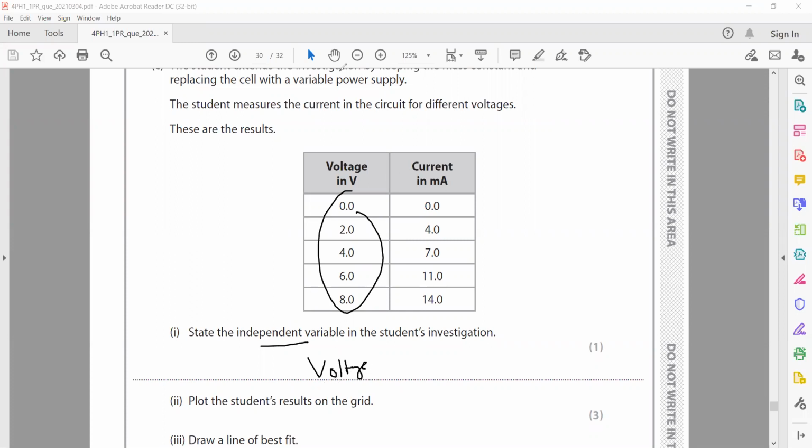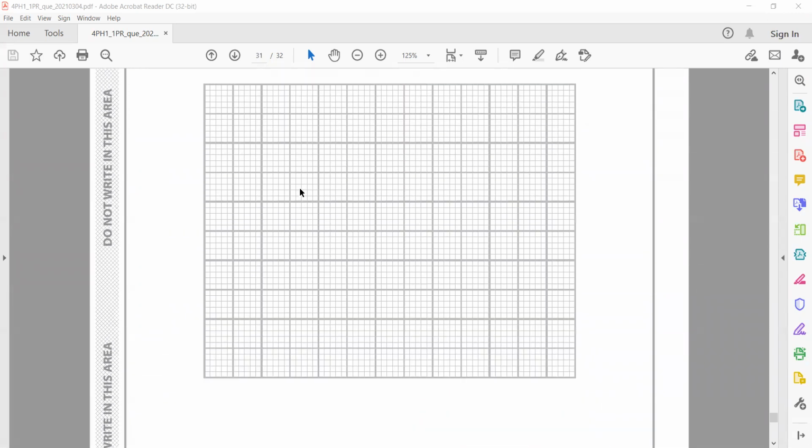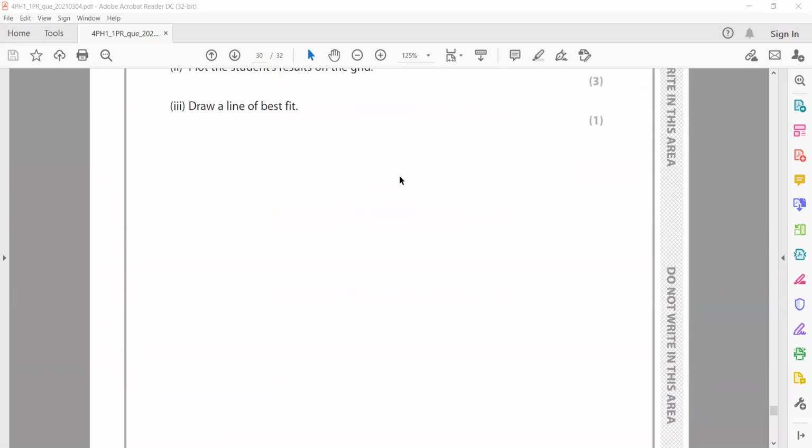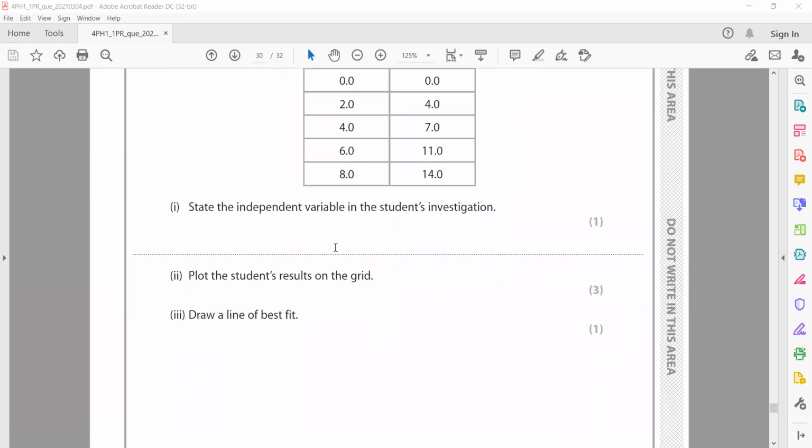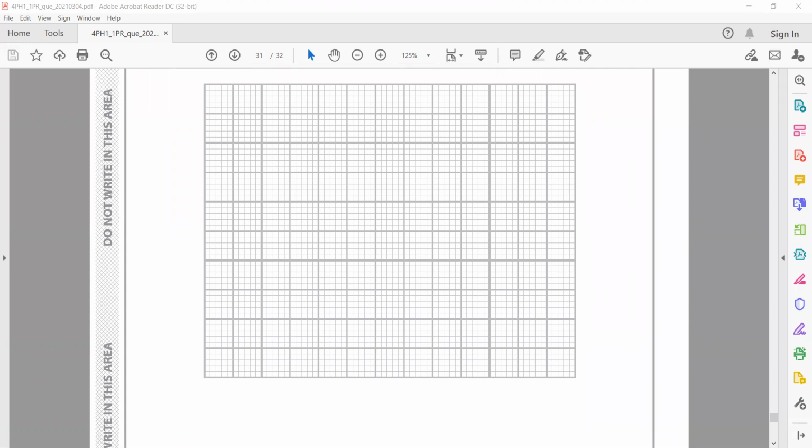Plot the student's results on the grid. So roughly I will sketch, I will not use the values, and draw a line of best fit. When you plot, because voltage is on the y-axis here and current on the x-axis, resistance will be the slope, the gradient, and voltage and current are directly proportional if the resistance is kept constant. So this graph between voltage and current should be a straight line passing through the origin, and the gradient will give us the value of R.